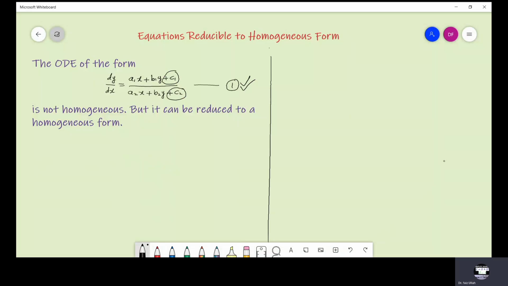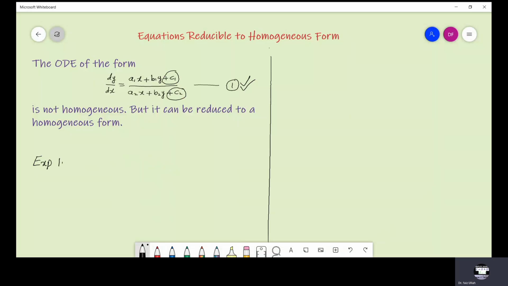Now, if we see an equation of this type, that equation can be reduced to the homogeneous form. In this lecture, we shall learn the method for solutions of such type of equations. Let us see some examples of these types of equations.